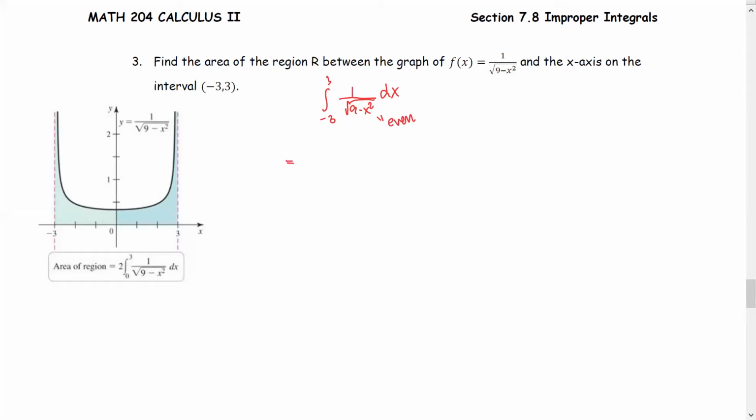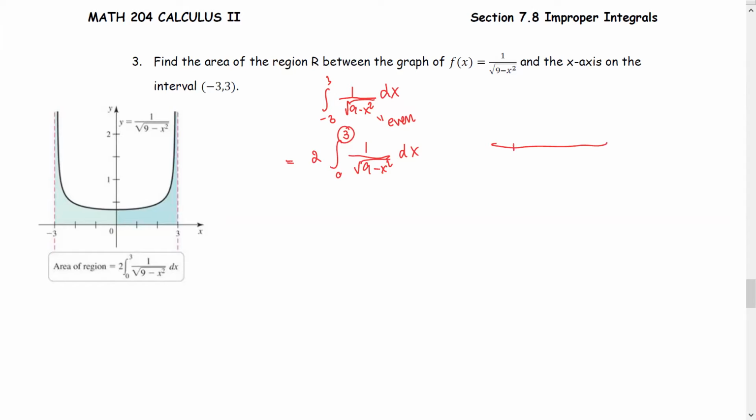We can use the even function property of the definite integral from negative a to a by rewriting it as twice the integral from 0 to 3 of 1 over square root of 9 minus x squared with respect to x. Once we get into this form, we can see that the function is continuous at the lower limit 0, but not continuous at the upper limit x equals 3.